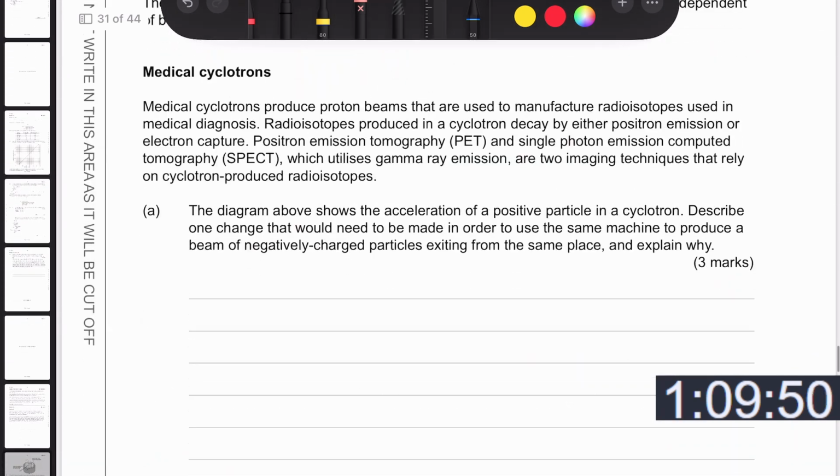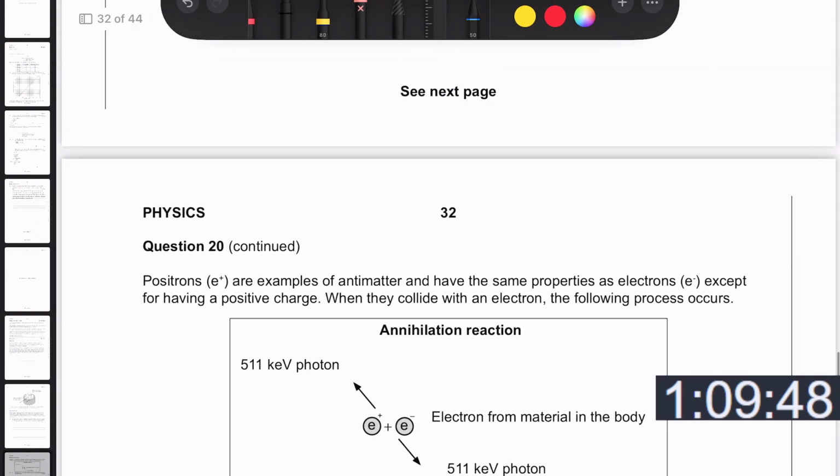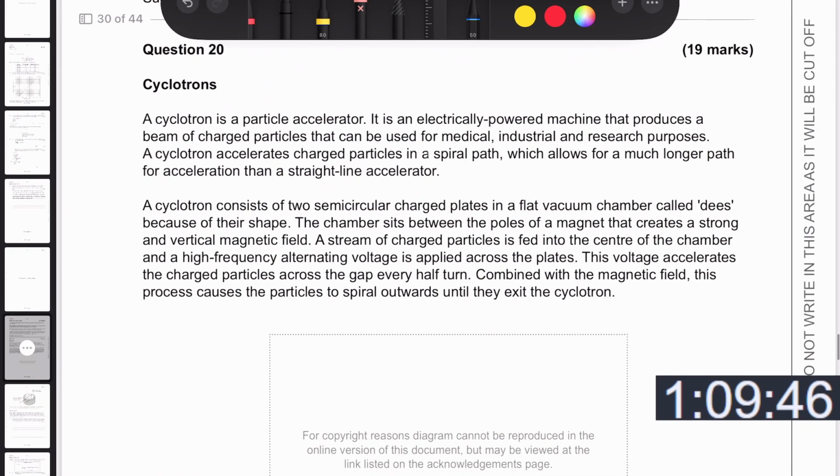20, cyclotrons. Okay. A cyclotron is a particle accelerator. It is an electrically powered machine that produces a beam of charged particles that can be used for medical, industrial, and research purposes. A cyclotron accelerates charged particles in a spiral path, which allows for a much longer path for acceleration than a straight line accelerator. A cyclotron consists of two semicircular charged plates in a flat vacuum chamber called Ds.